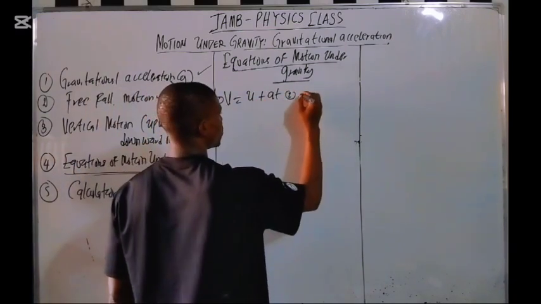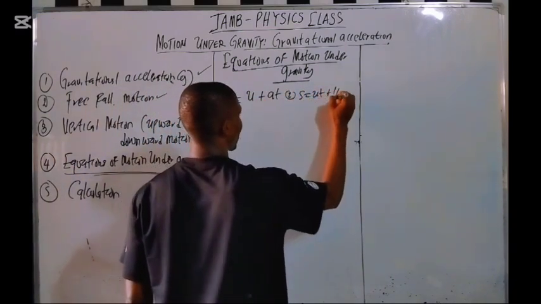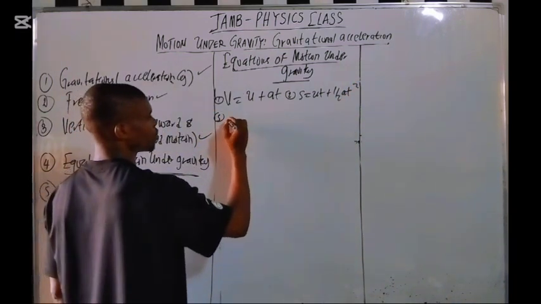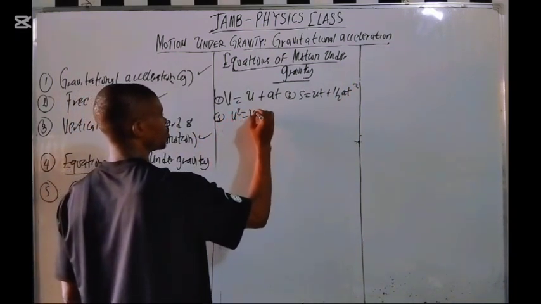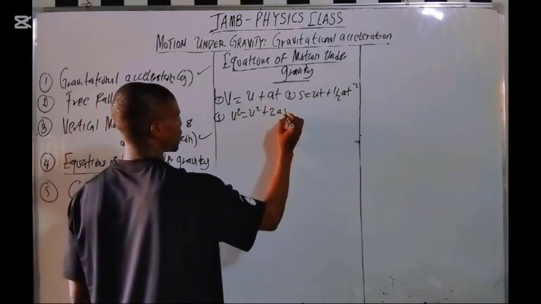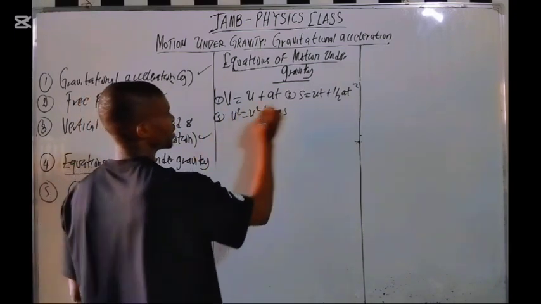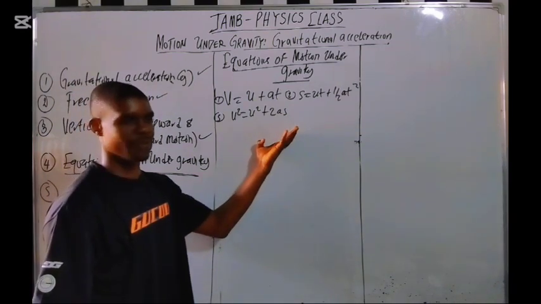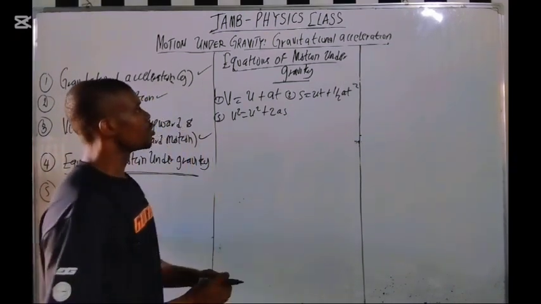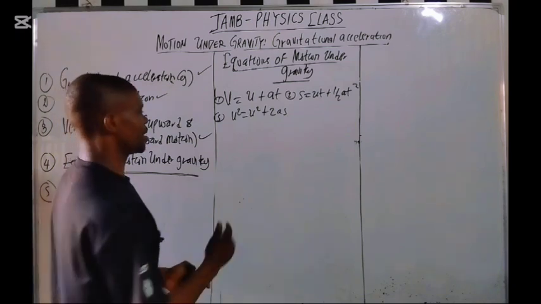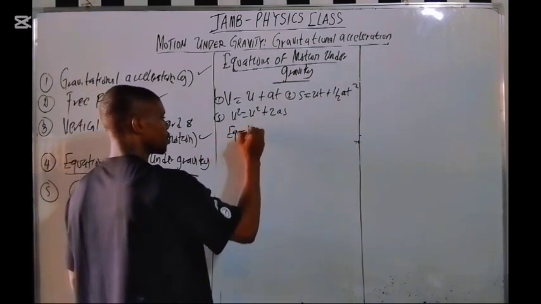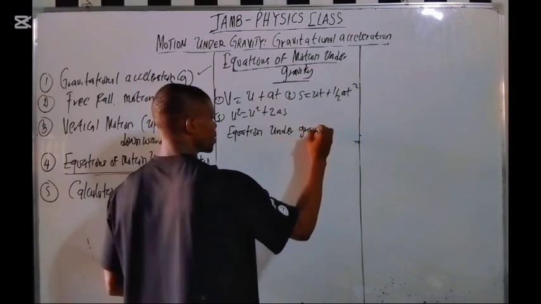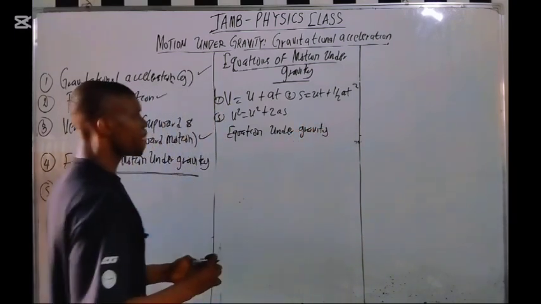Number 2: s equals ut plus half at squared, right? Number 3: v squared equals u squared plus 2as, right? These are the 3 basic equations of motion which we have looked at in our previous video. Now, when we talk about equations under gravity, okay.